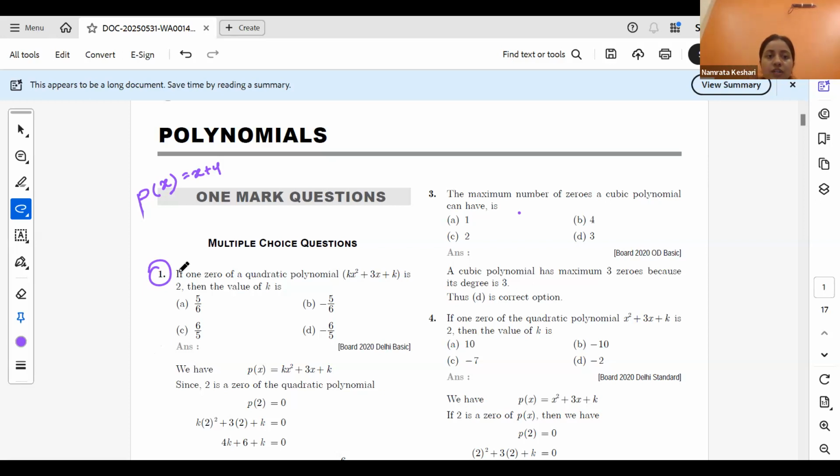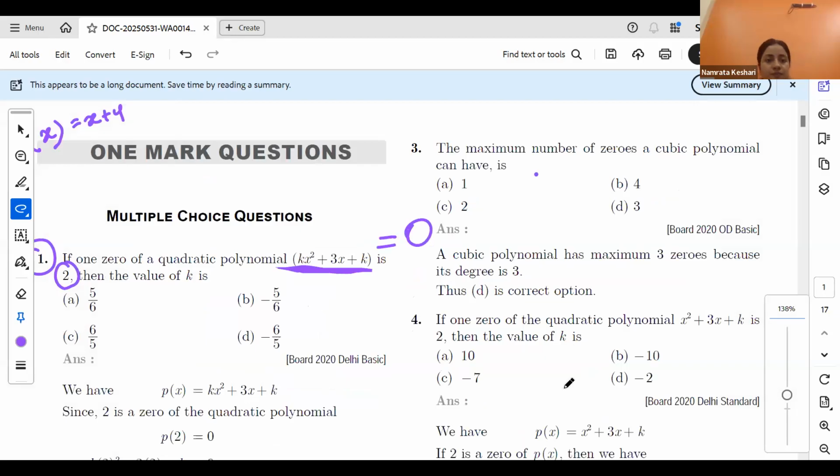So if it says that this is a zero, that means once I put the x value as 2 over here, it will be equal to 0. Okay, it's a zero. So we are not randomly taking it equal to 0 just to make an equation. Since it's a zero, once we put it, it will be equal to 0, and then we'll get the value of k. Please find the value of k.